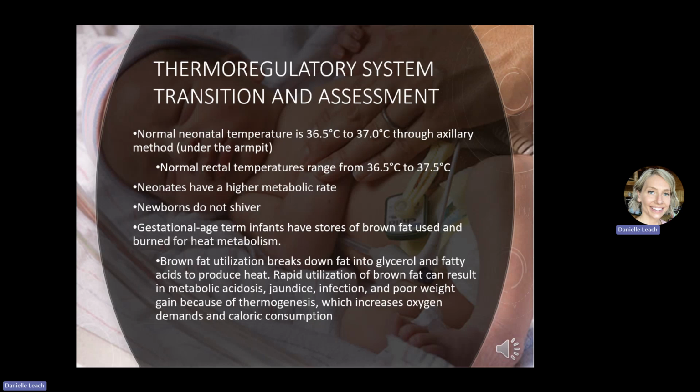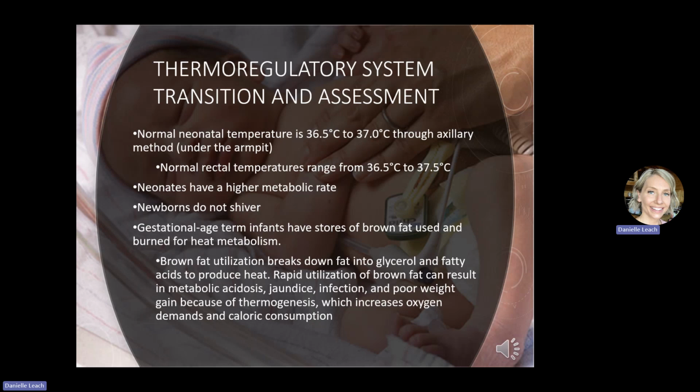They also do not shiver. So this is for neonates or newborns. Older infants can shiver, but newborns do not shiver. So basically they don't have that method of warming themselves up. So if you do see a newborn that appears to be shivering, it's probably not shivering and it's probably seizing.